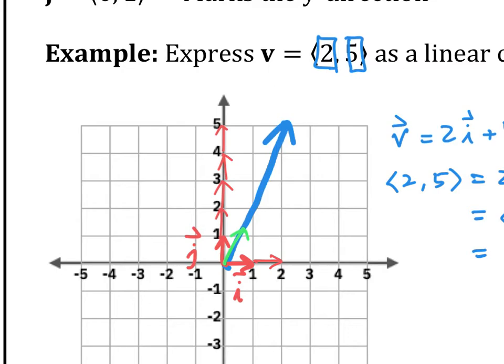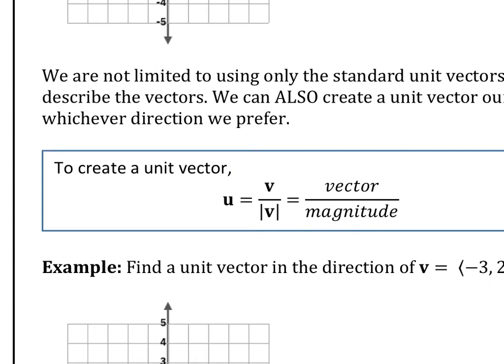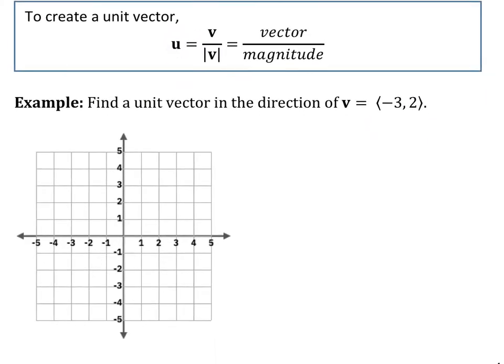Well, how would I actually do that? Well, it's actually pretty easy. What you would do is take the vector and divide by its magnitude. That will shorten it down to just 1 unit long. So let's look at an example.